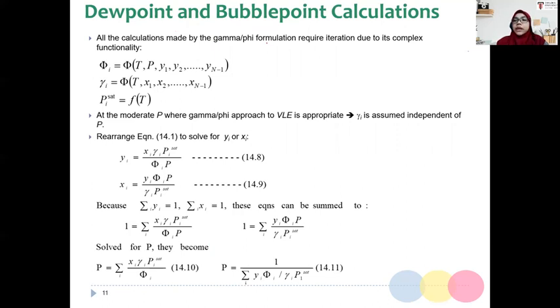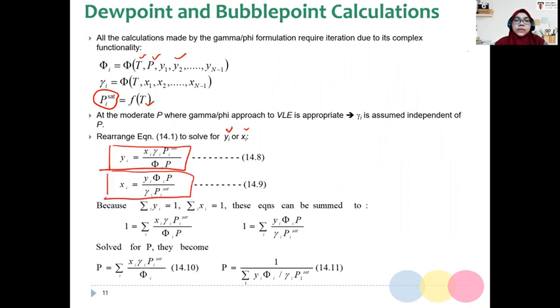All the calculations made by gamma and phi here, the formulation requires iteration due to its complex functionality. Gamma and phi can be functions of the temperature, pressure, and composition, while the saturation pressure is a function of temperature, which we can obtain using the Antoine equation. At moderate pressure, the gamma-phi approach to VLE is approached with the activity coefficient assumed independent of the pressure. By rearranging the equation to obtain the composition, whether in gas or liquid phase, we can obtain the composition using this expression.